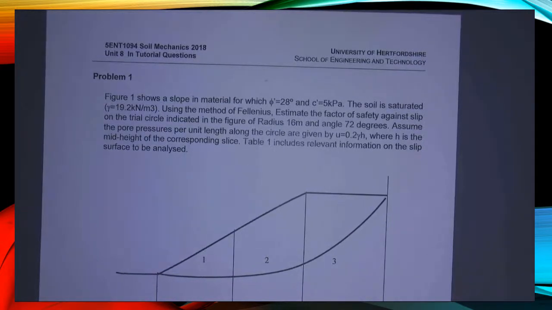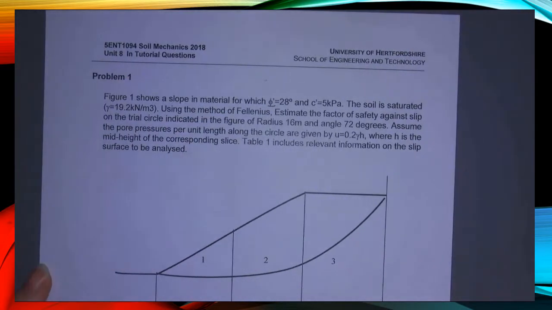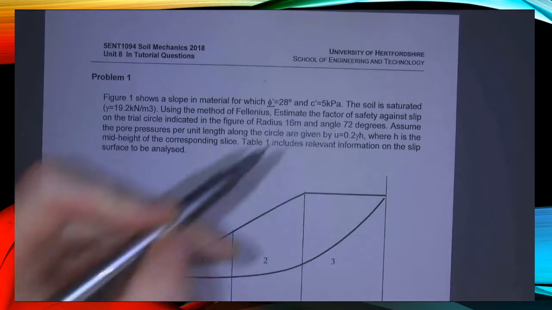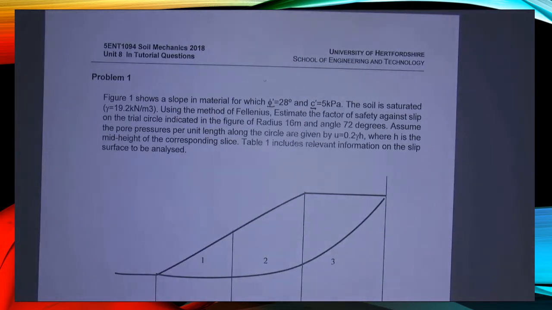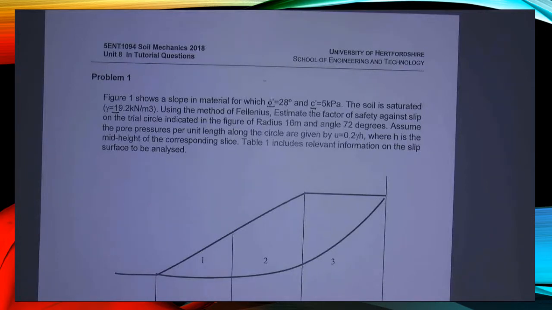Okay, so the first step in a soil mechanics problem for slope stability is to actually understand what the problem is. So if we look at this slope in figure 1, we have a material that has a phi dash, so an angle of friction of 28 degrees, and a C dash, so that is the apparent cohesion, of 5 kPa. The soil is saturated and has a unit weight of 19.2 kilonewtons per meter cubed. So using the method of Fellenius, we need to estimate the factor of safety against slip on the trial circle that's indicated in this figure.